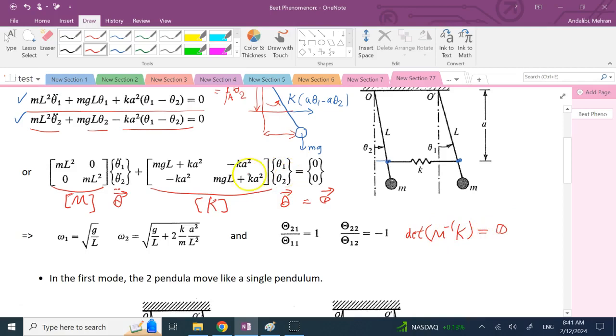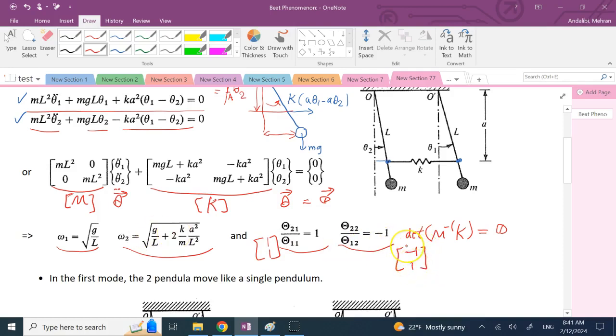In this case, if we solve for natural frequencies, we get the first one to be square root of g over L, and the second one square root of g over L plus 2K a squared over M L squared. The two mode shapes that you will get are interesting too. One of them is 1 to 1, the other one is negative 1 to 1. So as vectors, one of them is 1 and 1, the other one is negative 1 and 1. Okay?